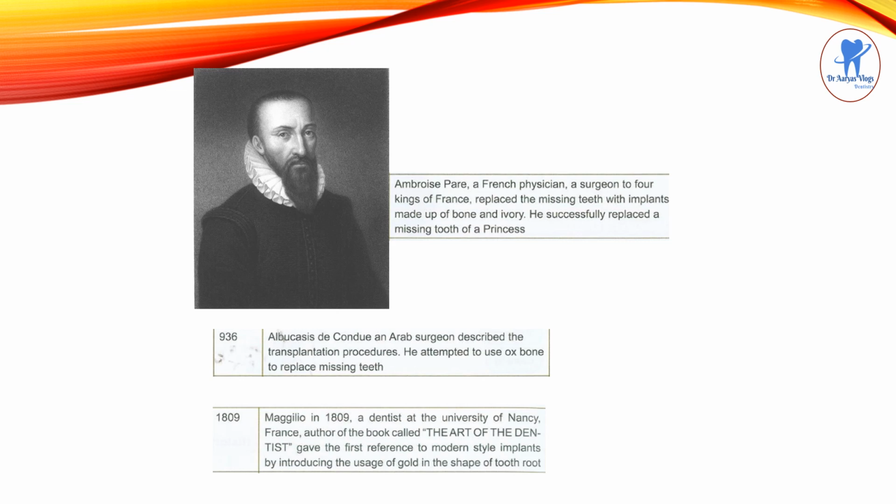This is Ambroise Paré. He was a French physician and a surgeon to 4 kings of France. He replaced the missing teeth with implants made of bone and ivory. And he successfully replaced the missing tooth of a princess. Albucasis de Condieu, an Arab surgeon, described the transplantation procedures. He attempted to use ox bone to replace missing teeth.